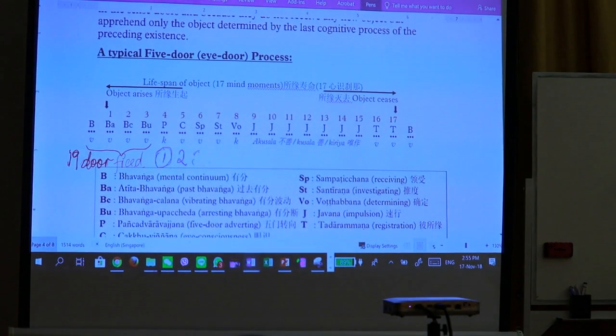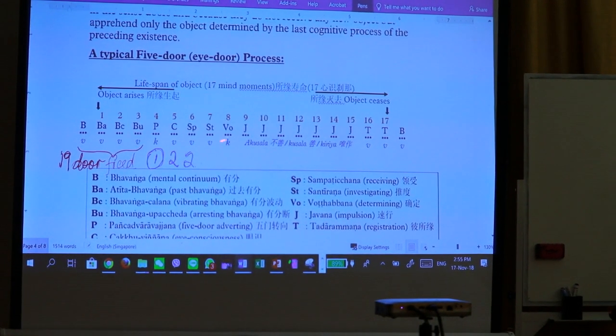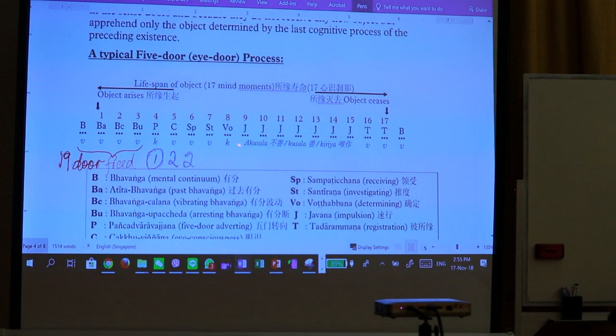Okay, now the next one: Santirana, investigating. How many investigating minds do we know? According to our Chitta group, there are 3. One of the investigating minds is unwholesome resultant, and 2 of them are wholesome resultant. First we are talking about the unwholesome resultant.